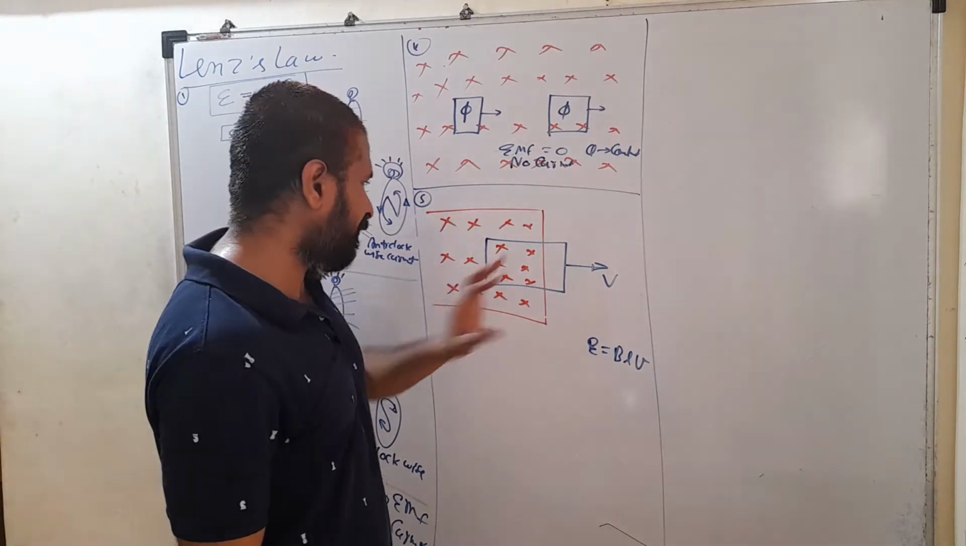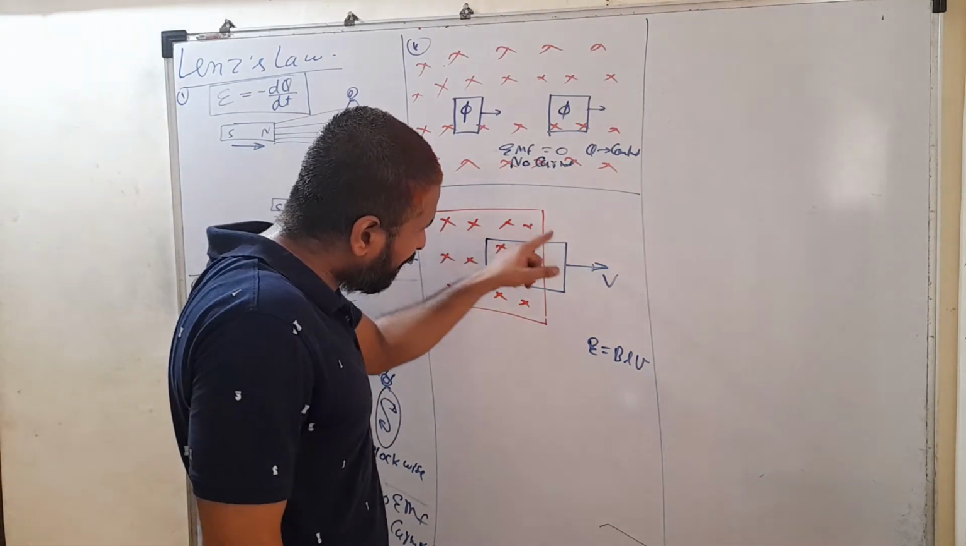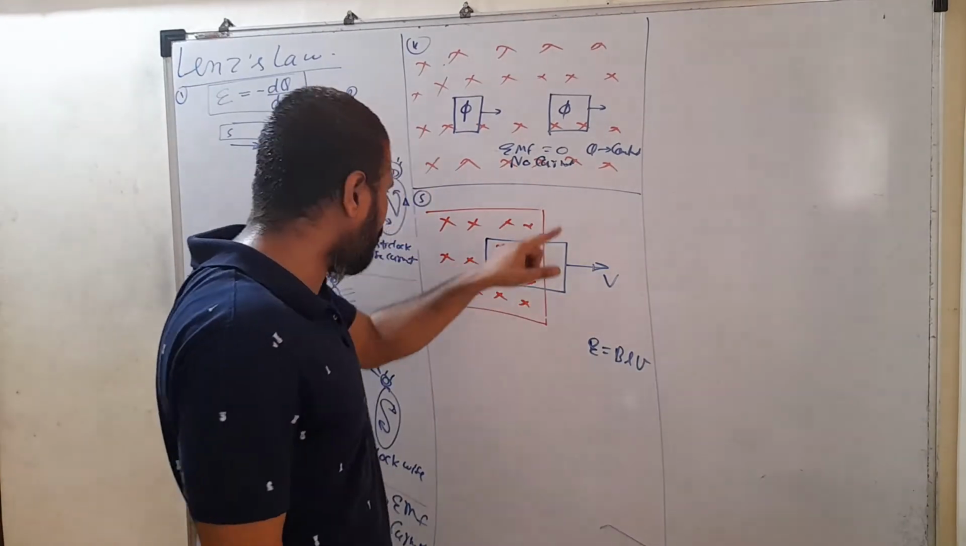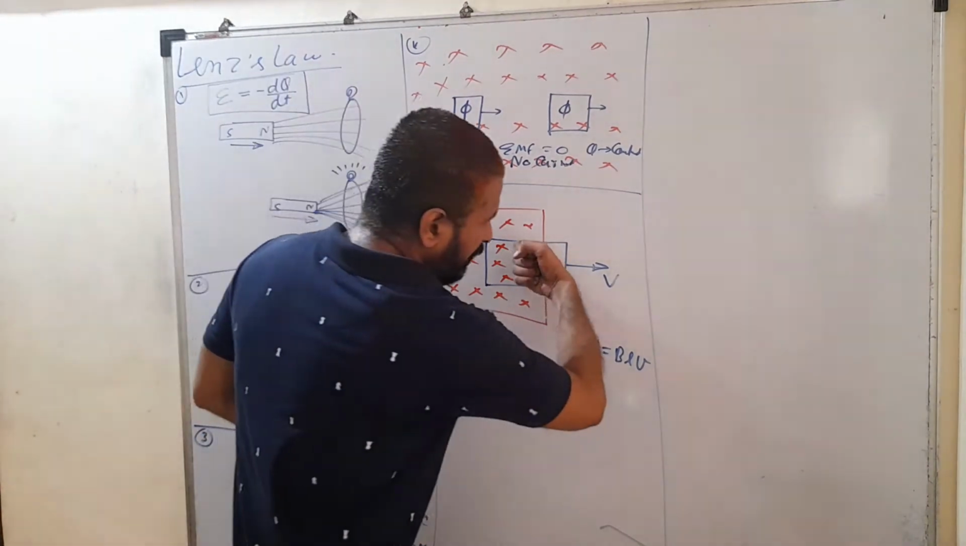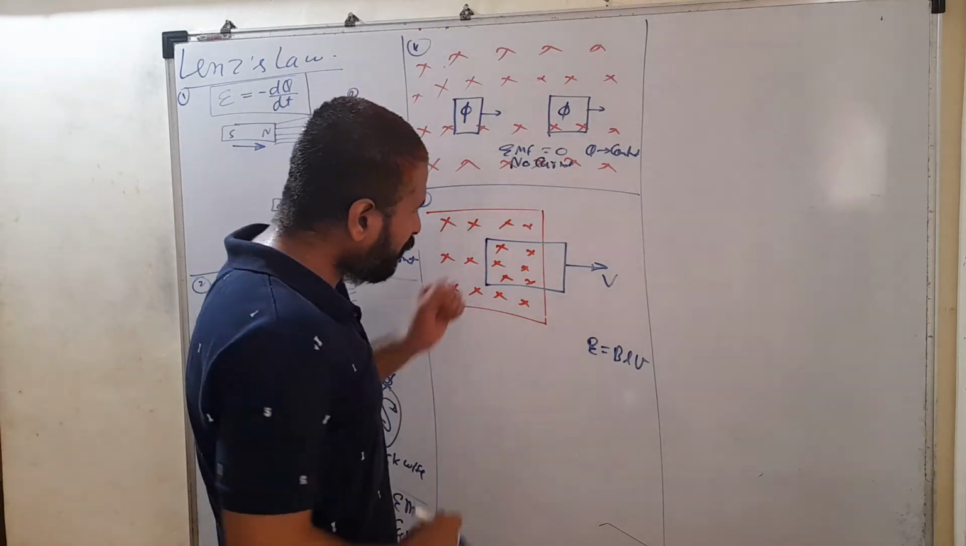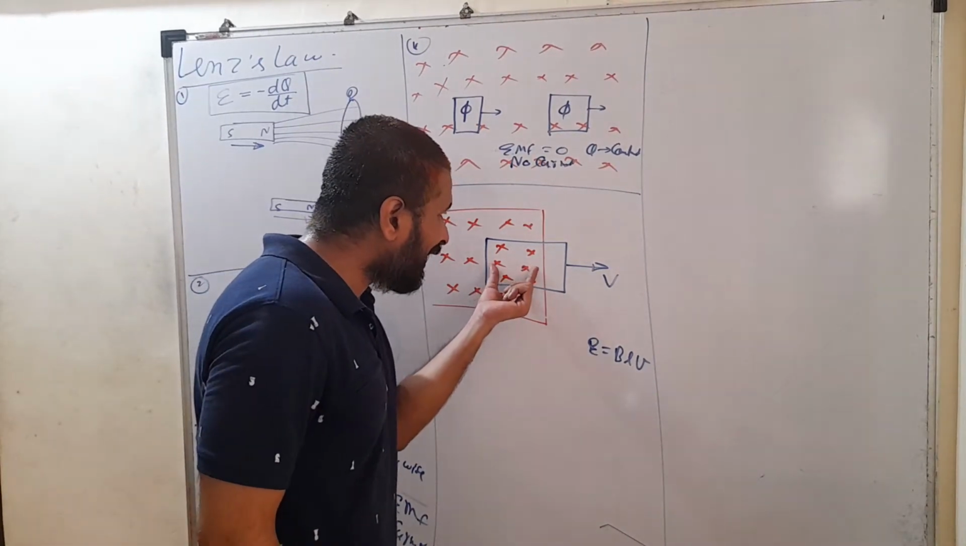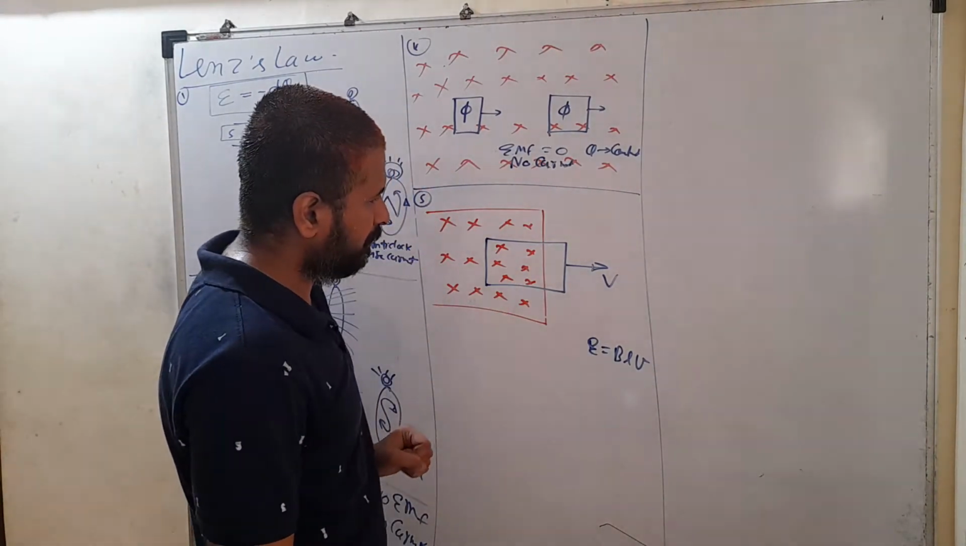Because of this length, EMF is induced. Now, how to find the direction of current? In which direction is current going to flow in this frame? इस frame में current कैसे आएगा? So, when you are trying to pull it out, basically what you are doing? You are decreasing the cross lines inside this loop.